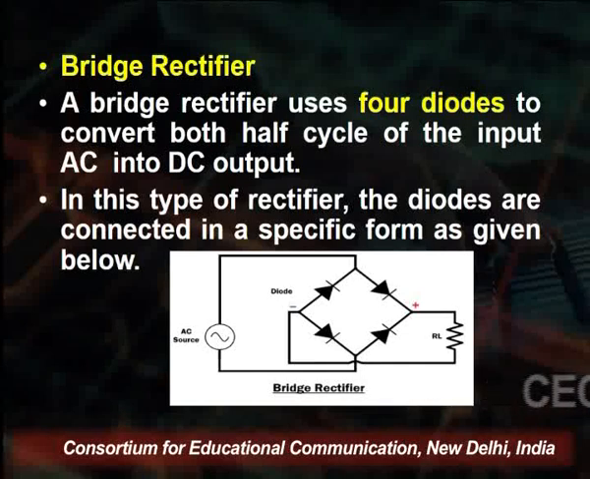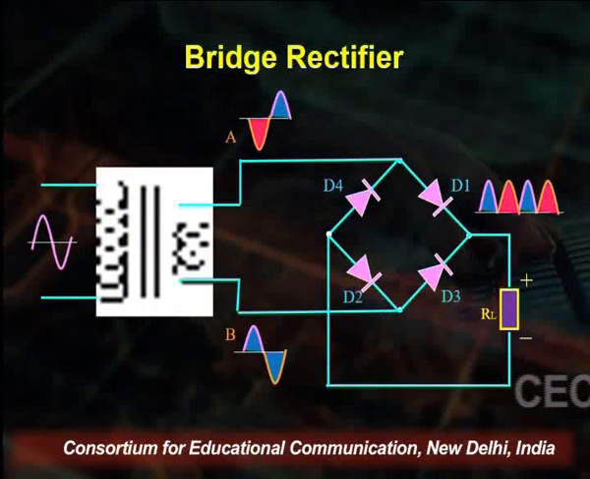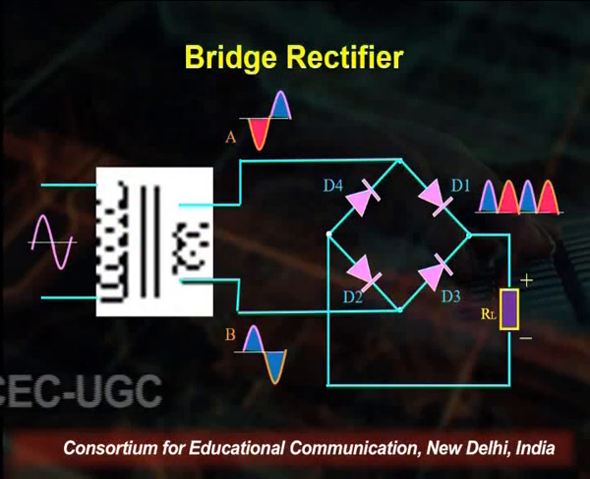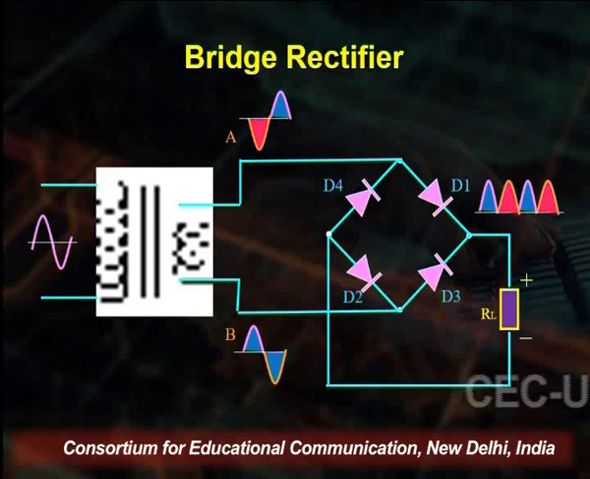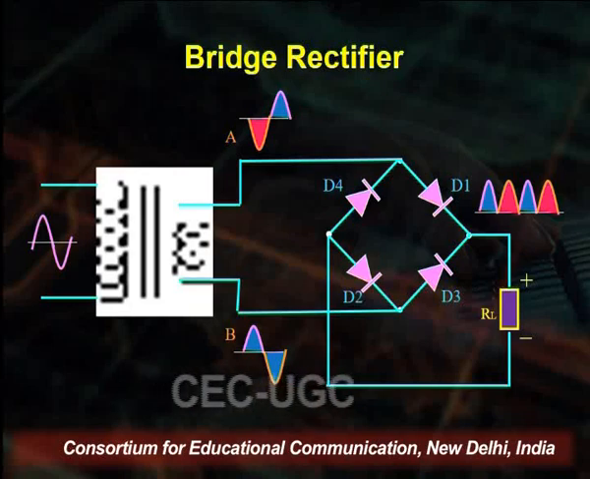In this type of rectifier, the diodes are connected in a specific form as we have on the screen. These 4 diodes are connected. Now this is the bridge rectifier. You see on the left-hand side we have the AC input. The positive and negative cycles are passed towards the diodes D1, D2, D3, D4, and the full output we get through it, for both the positive and negative cycle. The bridge rectifier uses 4 diodes. The circuit has 4 balanced arms. All the diodes are balanced, and it is called the bridge rectifier circuit.